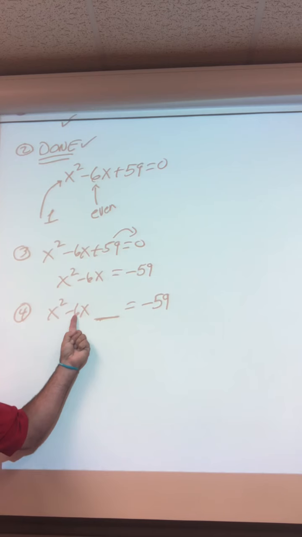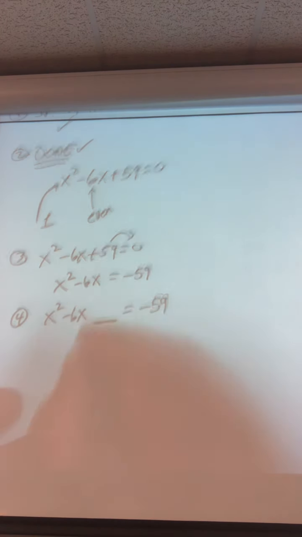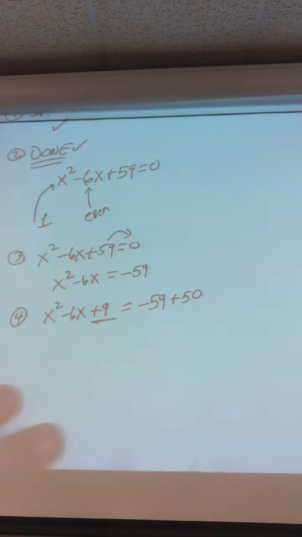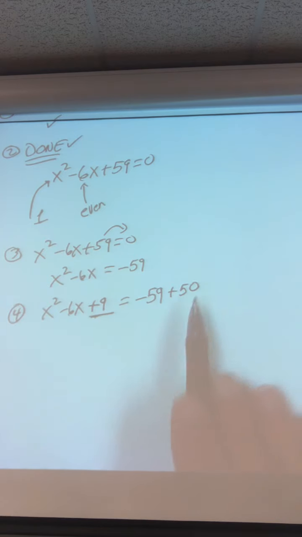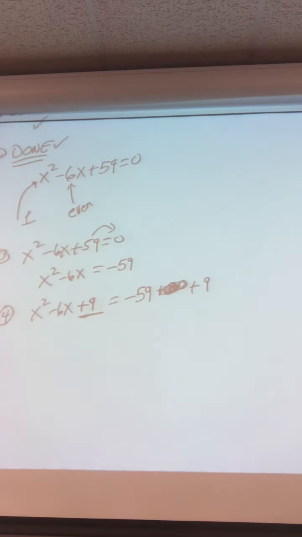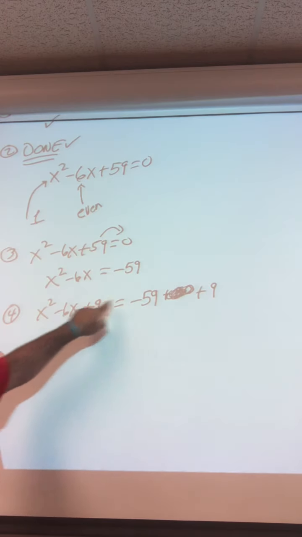Here's what step 4 says to do. Take half of this number. What's half of 6? 3. And then square it. What's 3 squared? That's 9. And add that. But whatever you do to one side, you have to do to the other. Let me do that again. Take half of 6, which is 3, square it, which is 9, and add it to both sides. Sorry, that should be plus 9, not plus 50. Take half of 6, which is 3, square it, and add it to both sides.